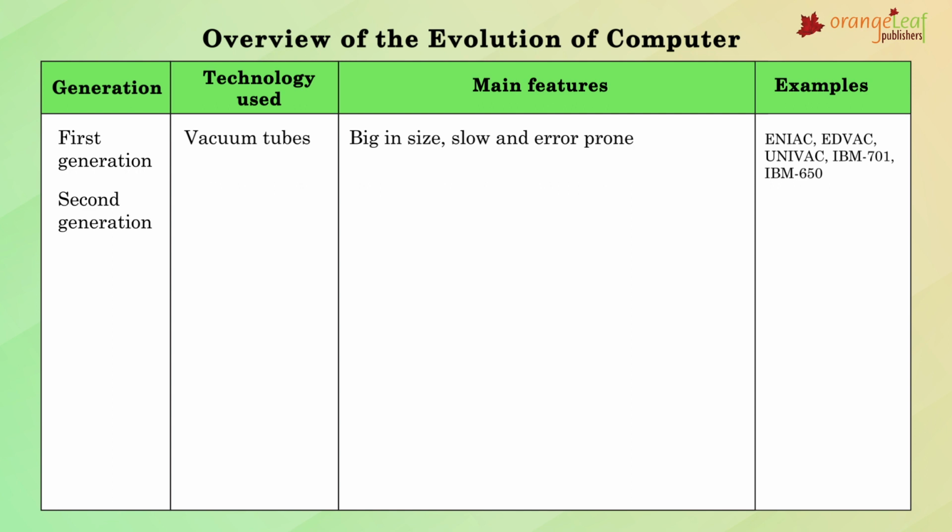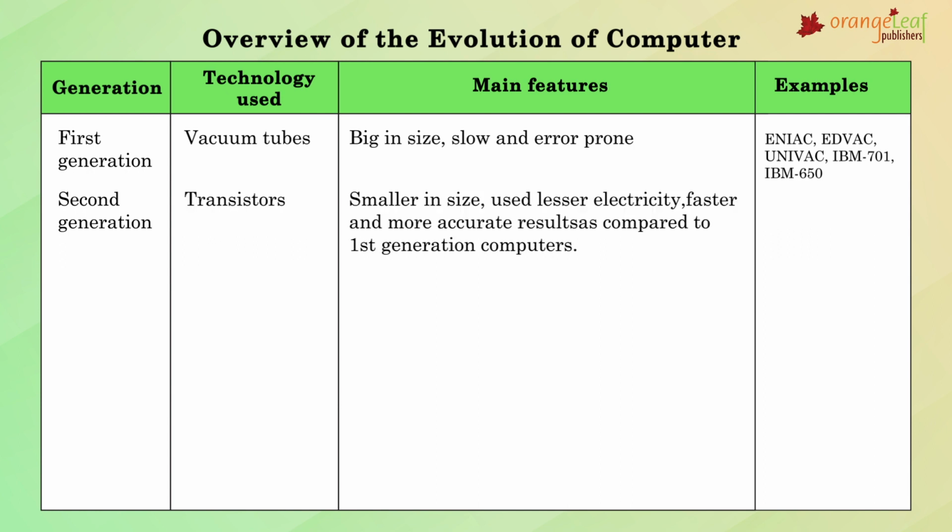Second generation, the technology they used was transistors, and the main features were smaller in size, used lesser electricity, faster and more accurate results as compared to first generation computers. And the examples are IBM 1620 and UNIVAC 1108.